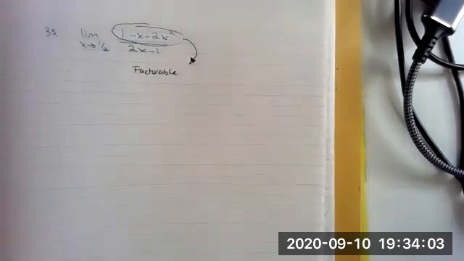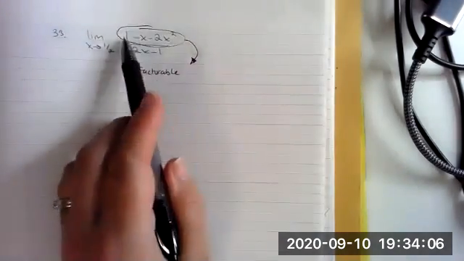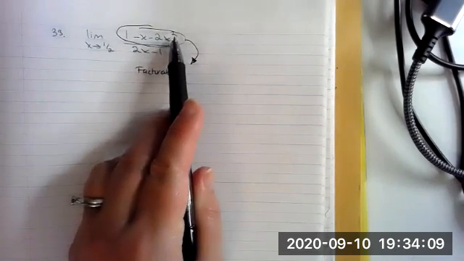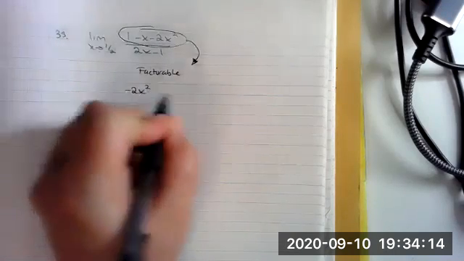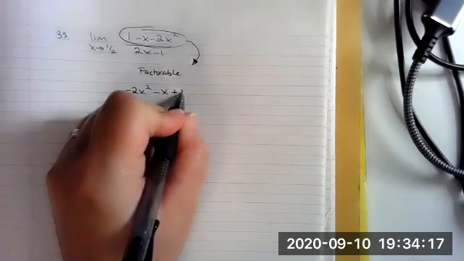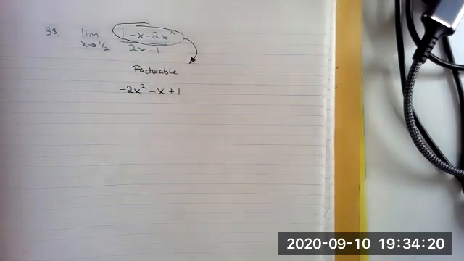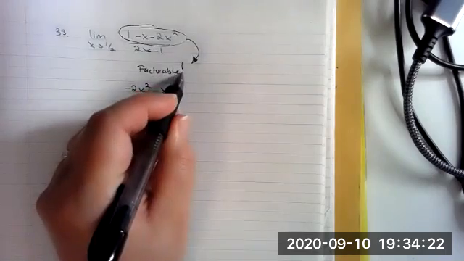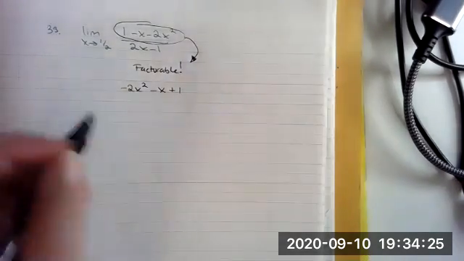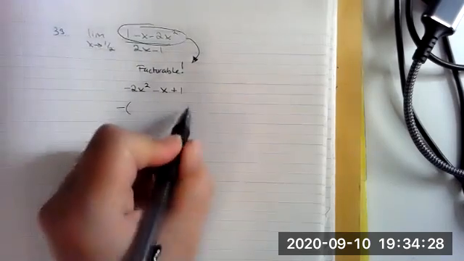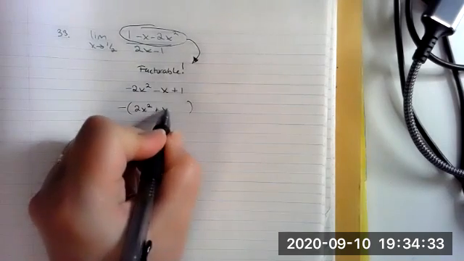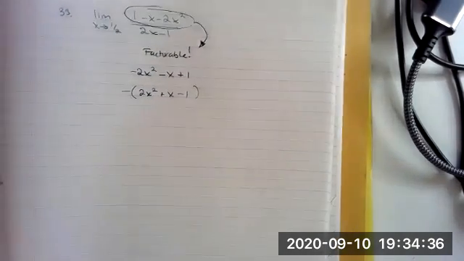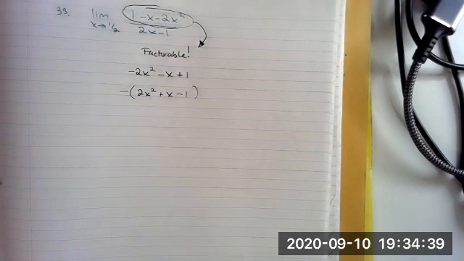Because I don't like that it's not written in standard form, I'm going to rewrite it in descending order of exponents. So it's going to be negative 2x squared minus x plus 1. I'm going to go ahead and factor that. Factorable. I'm going to actually factor the negative out, so I'm going to leave this as 2x squared plus x minus 1. It just makes it easier to factor if I have a positive leading coefficient.